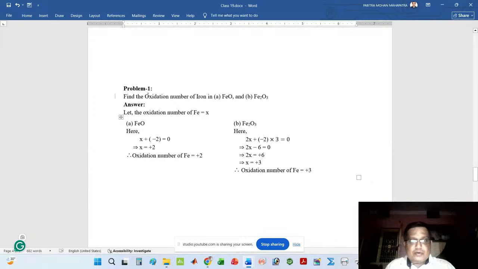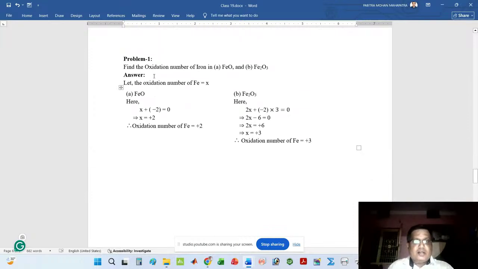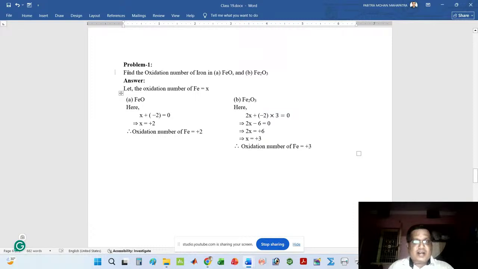Next I want to solve the problem. Already I have solved many problems. Let me explain an extra problem. Find the oxidation number of iron in FeO and Fe2O3. There are two compounds given. One is your FeO, another is your Fe2O3.